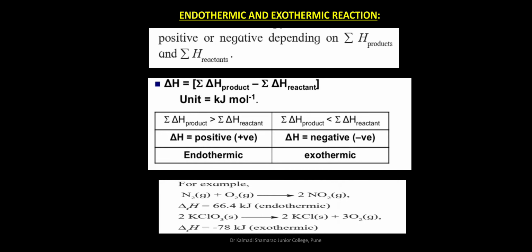For example, the first reaction, that is N2 plus O2 giving 2NO. This is an endothermic reaction. That is, delta H in this reaction is 66.4 kilojoules. The second reaction, 2KClO3 giving 2KCl plus 3O2. This is an exothermic reaction, and the enthalpy change in this is minus 78 kilojoules.